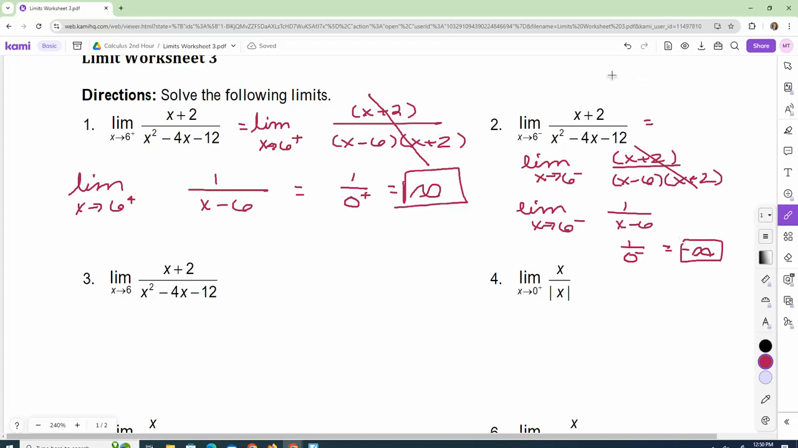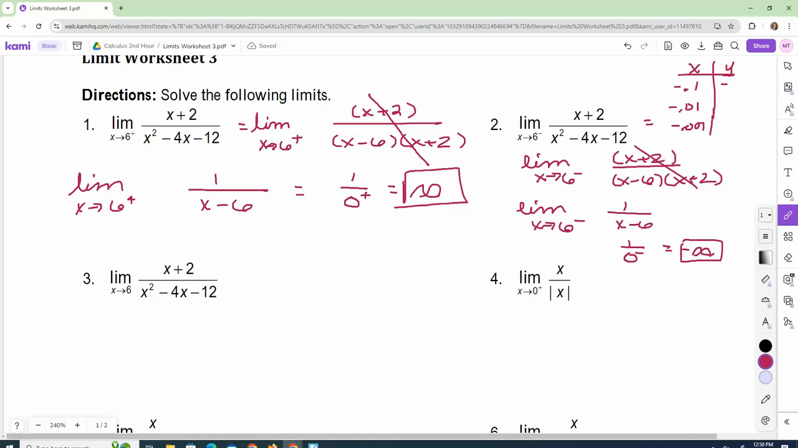Now, if you don't like thinking in terms of pizzas, which I don't know why you wouldn't, you could totally go back to making your table. If you're approaching 0 from the negative side, you're putting in negative 0.1, negative 0.01, negative 0.001. What is 1 divided by negative 0.1?